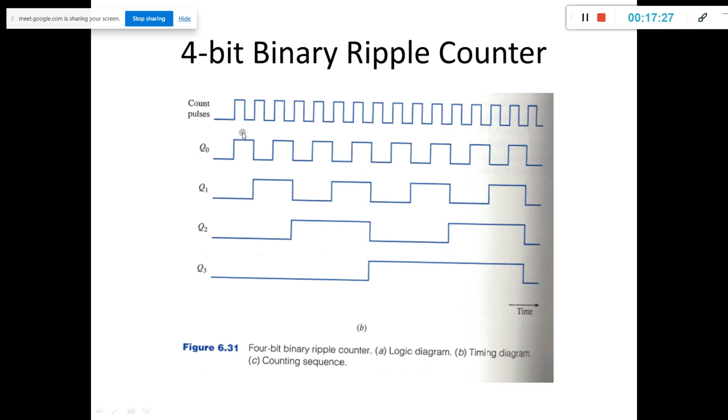Okay. See here, whenever Q0 is 0, at that time Q1 will be triggered. Whenever Q1 is 0, Q2 will be triggered. Whenever Q2 is 0, Q3 will be triggered, right? So here, these counting pulses, I am giving the data here. So Q0 is 1 means Q0 bar should be 1, not to trigger.